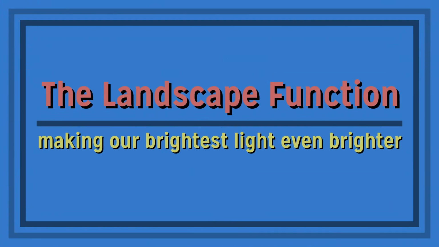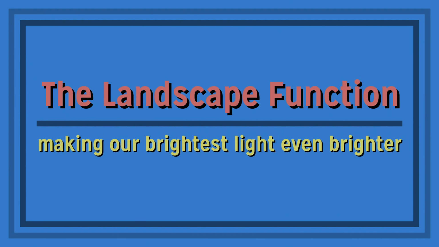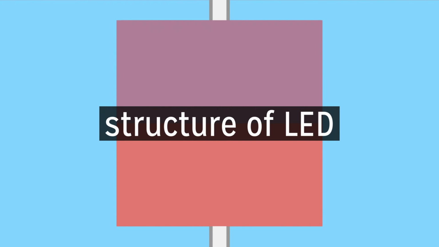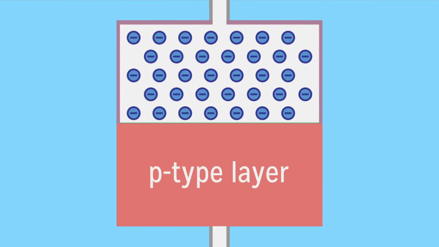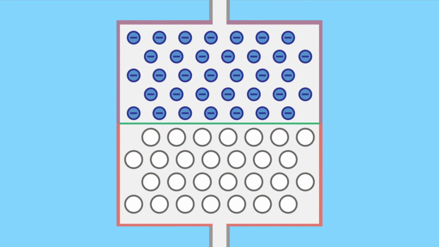And now, through something called the landscape function, we can make our brightest light even brighter. To understand its significance, we must first examine the structure of LEDs. LEDs are essentially composed of two parts, the N-type layer and the P-type layer. The N-type layer is the higher energy layer with a surplus of electrons, while the P-type layer is the lower energy layer that has an abundance of empty spaces we call holes.